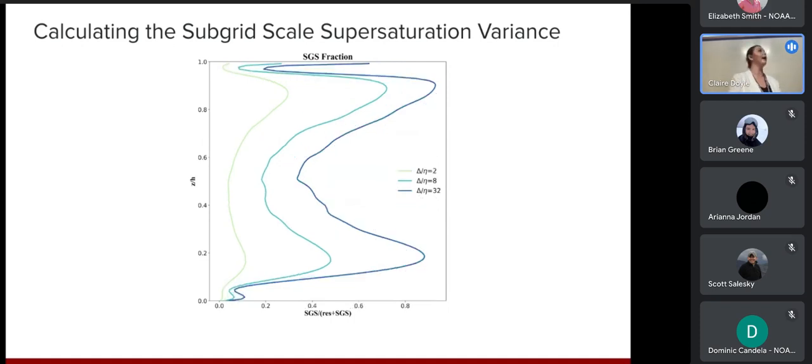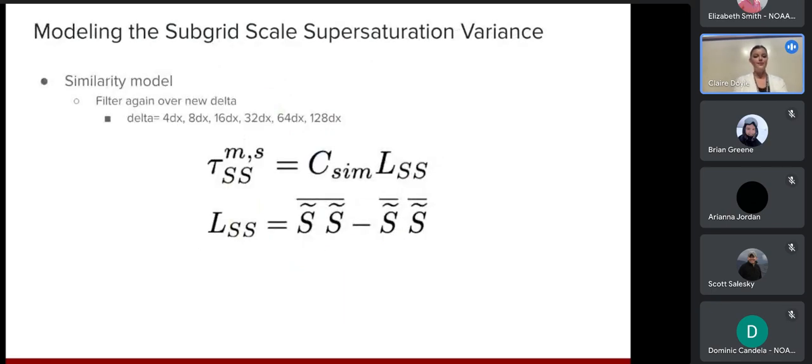So as we continue on, we'll be looking at three filter widths. This is just because doing six was quite a task. And so I tried to pick three, one that really resolved a lot, one that was kind of in the middle, and then one that modeled quite a bit. And so you can see those three that we'll be working with throughout the remainder of the study.